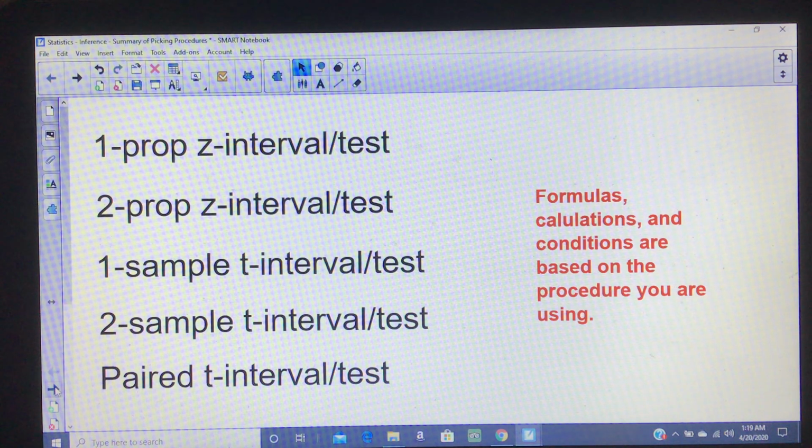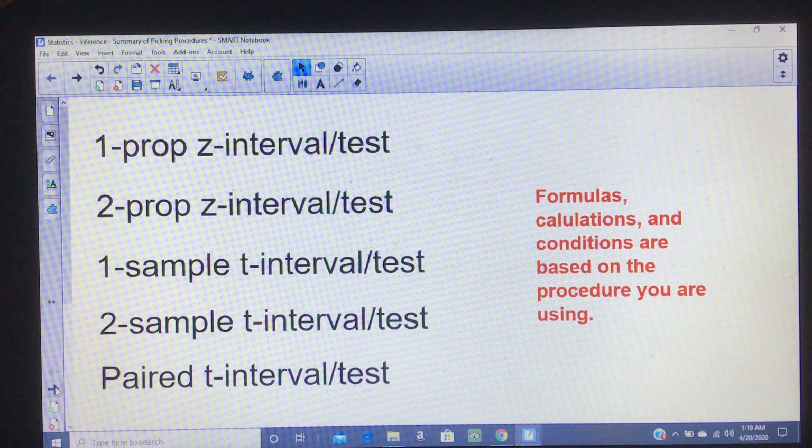Okay, the purpose of this video is to go over a summary of the inference procedures that we've been talking about this entire inference unit. So there's been a lot of tests and intervals. Here they all are. So you can see that there's actually a total of 10 procedures.